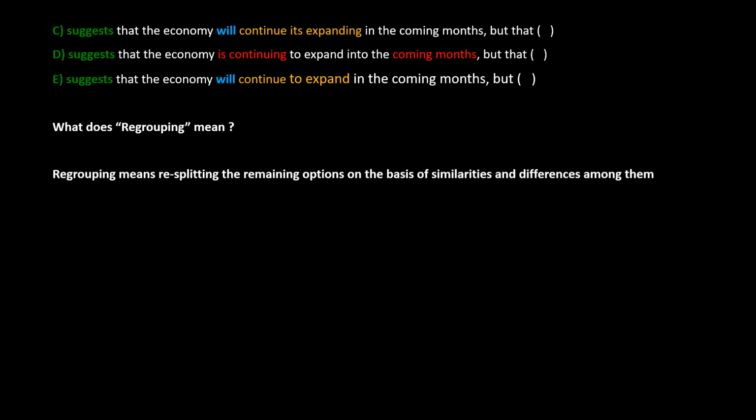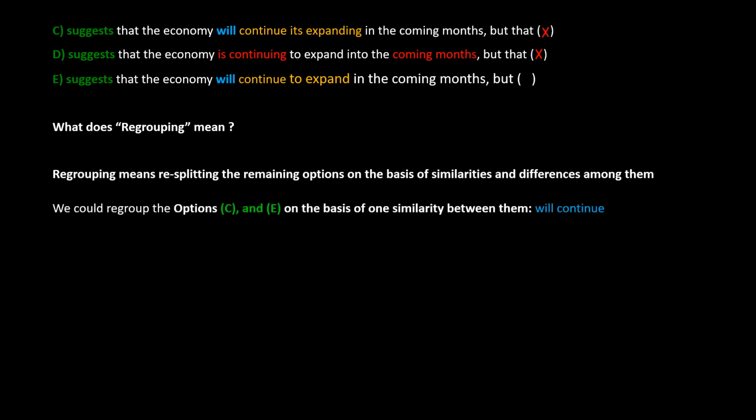We could regroup the options. We can make C and E one group on the basis of the similarity between them. Will continue, which is future tense. Option D has is continuing, which is the present tense. However, the adverb coming months indicates that the verb must be in future tense. Hence, option D is eliminated.